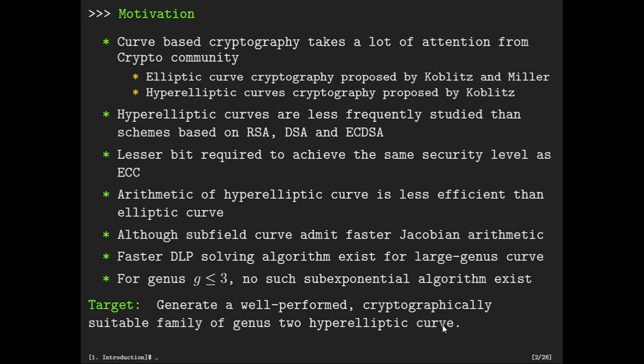Arithmetic of hyperelliptic curves is less efficient than elliptic curves, although subfield curves admit faster Jacobian arithmetic and point counting algorithms. We cannot choose blindly any hyperelliptic curve, because for large genus curves, DLP solving algorithms exist. However, lower genus hyperelliptic curves are useful for cryptographic purposes. Therefore, to generate a well-performing, cryptographically suitable family of genus 2 hyperelliptic curves is our main target.